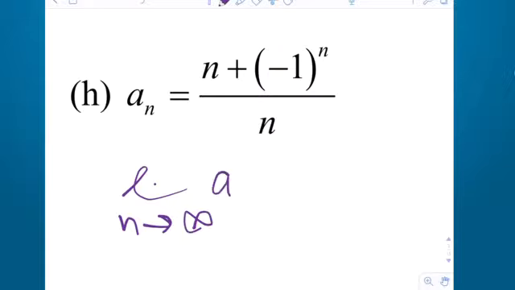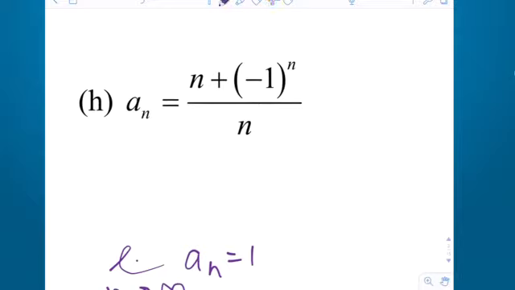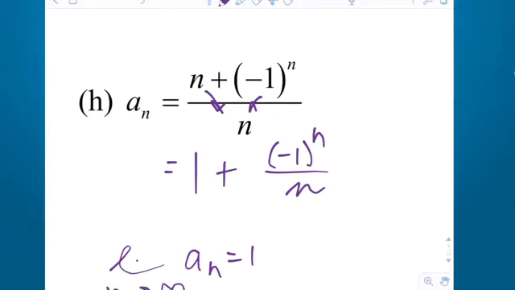So let's see if there's another way to determine that. You can do some of the strategies we did for integrations and stuff. You could split this up. n over n is 1 plus -1 to the n over n. And now it's going to be approaching 1 plus... Now what happens to the alternator, -1 to the n over n?